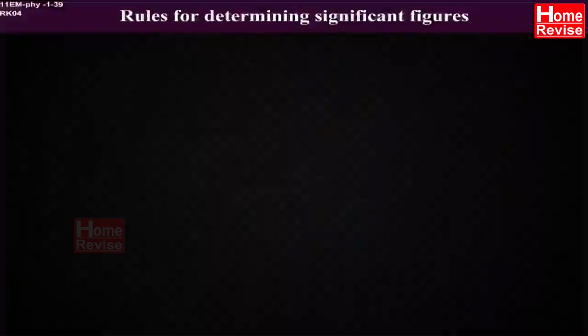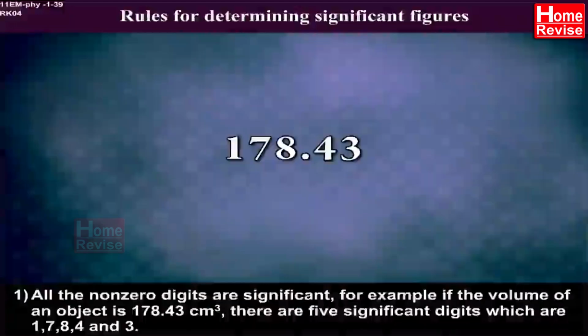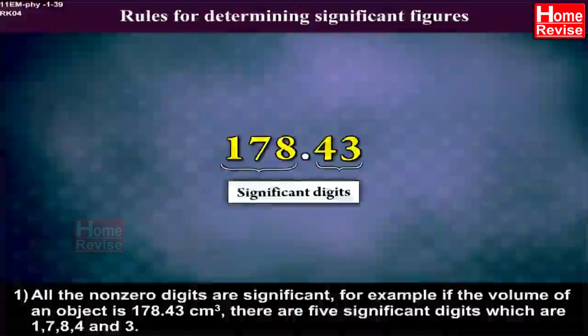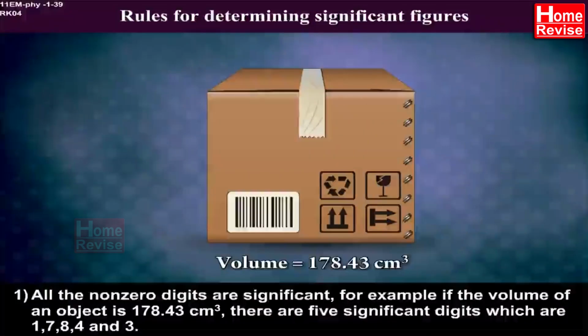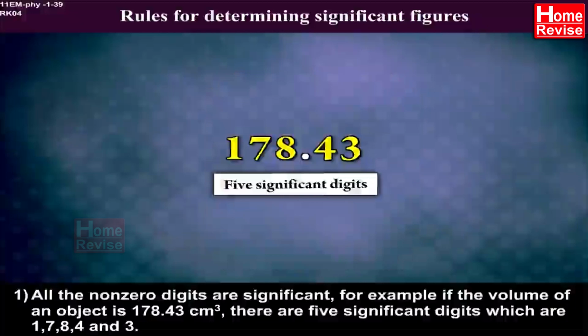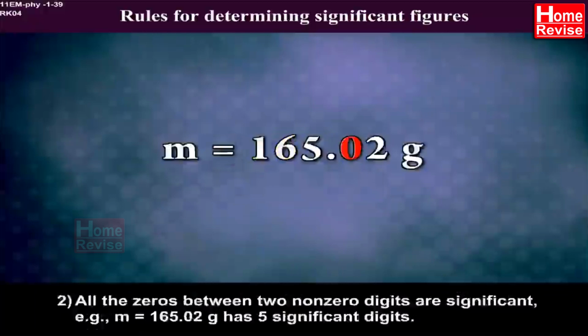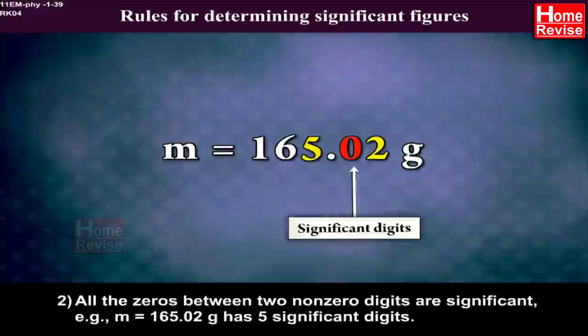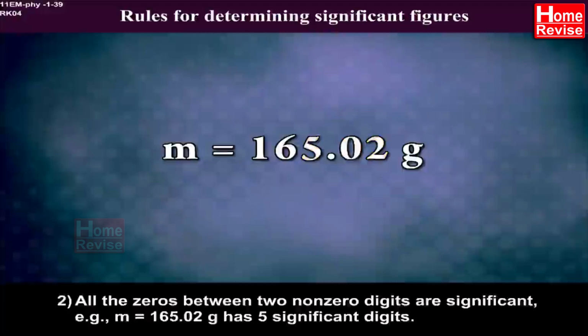Rules for determining significant figures. 1. All the non-zero digits are significant. For example, if the volume of an object is 178.43 centimeter cube, there are 5 significant digits which are 1, 7, 8, 4 and 3. 2. All the zeros between 2 non-zero digits are significant. Example, m is equal to 165.02 gram has 5 significant digits.